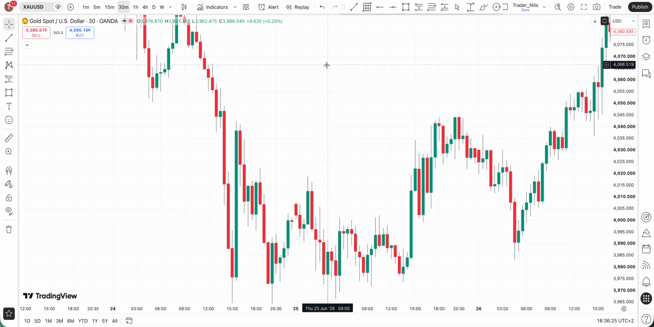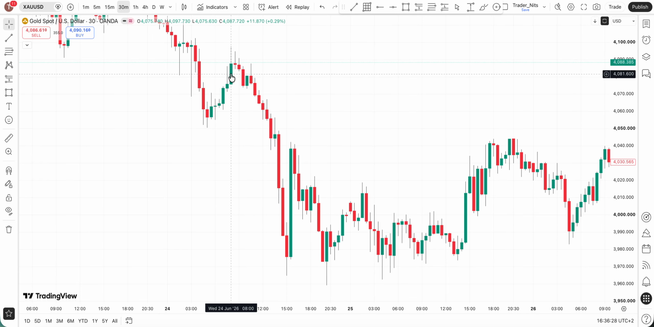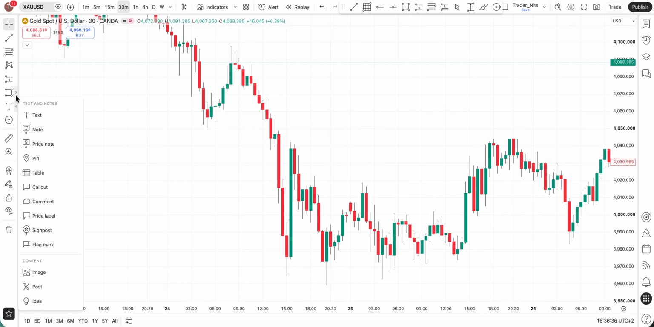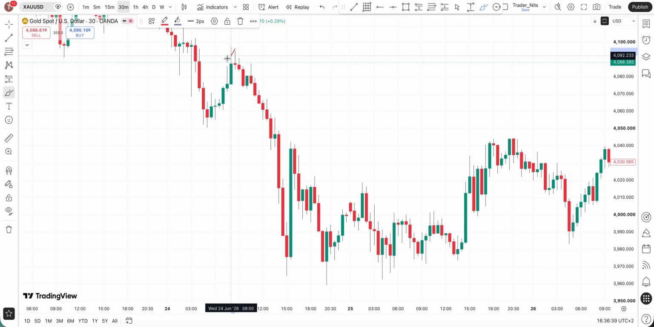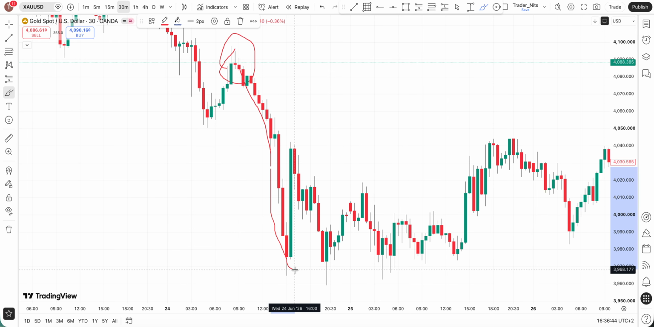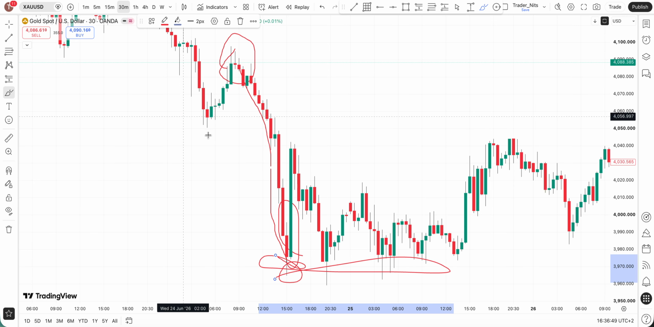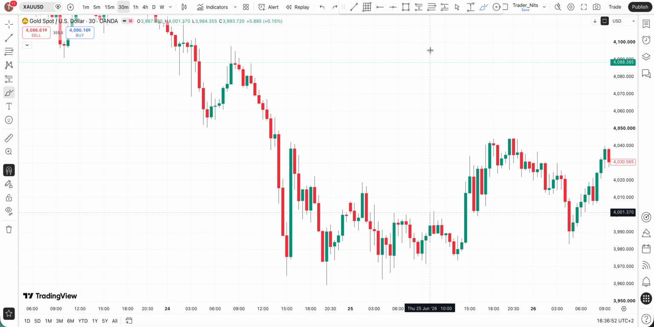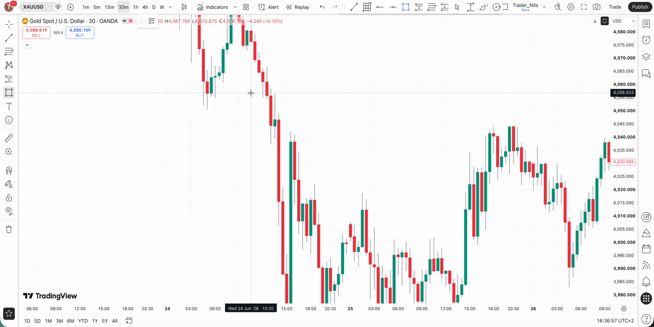The very first thing you can see here is this move. Hold on, I need some markings so I can show you exactly. You can see this level, the price came down and stopped here, right? So what I need you to do is get your rectangle tool and start marking these big wick candles. Can you see these wicks?